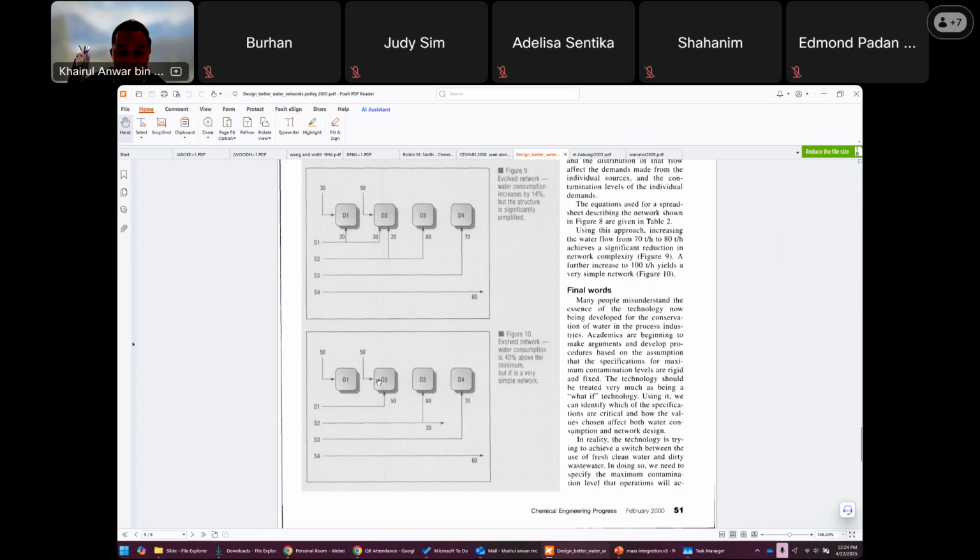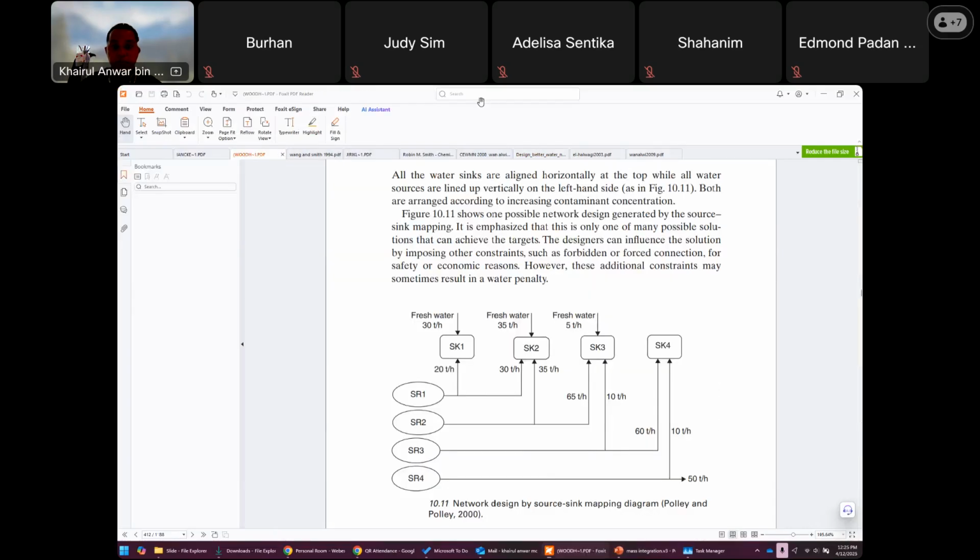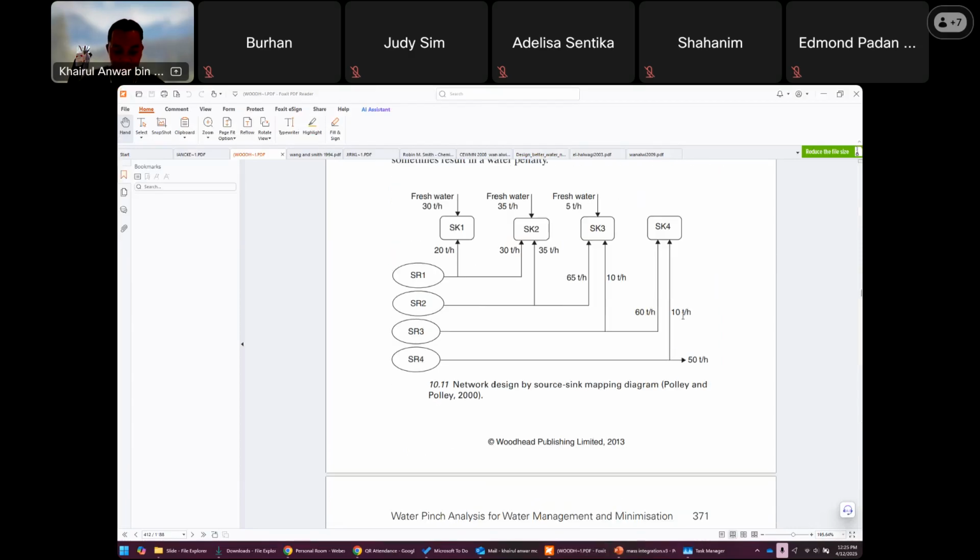from the fresh water. Only one split here, but this is from source 2, 80 goes here, then the remaining is the waste. This is straight to the waste. Okay, all right. Return to the Handbook of Process Integration.